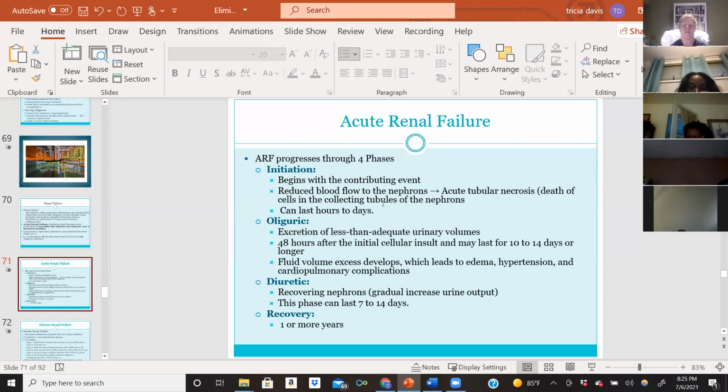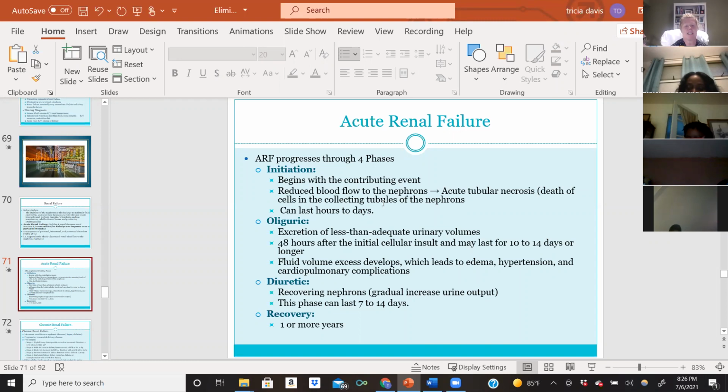Then we move into the oliguric phase. This is where we have excretion of less than adequate urinary volumes. 48 hours after the initial insult or injury, we start to see this oliguric stage, and it can last upwards of 10 to 14 days, maybe even longer. Fluid volume excess is going to develop during this oliguric period. That fluid volume excess is going to lead to edema, which is going to increase your circulating volume and lead to hypertension. And we also see cardiopulmonary complications: swelling, enlargement of the heart, CHF, fluid in the lungs.